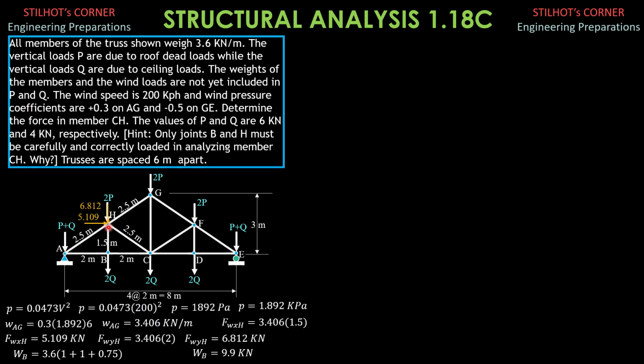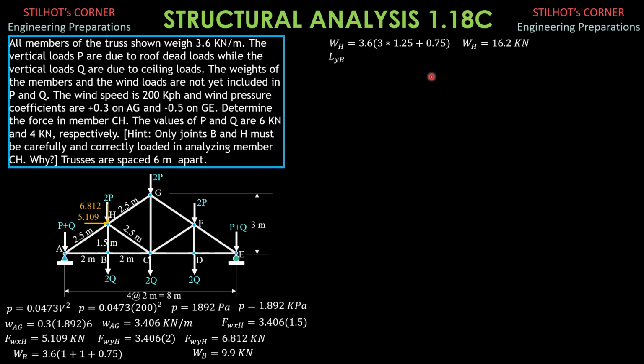At H, the total weight, there are 3 members of length 2.5, so only half should be accounted for. So 3.6 times 3 times 1.25, half of 2.5 is 1.25 meters, then plus 0.75, half of 1.5. So weight at H is 3.6 times 3 times 1.25 plus 0.75, and that is equal to 16.2 kilonewtons.